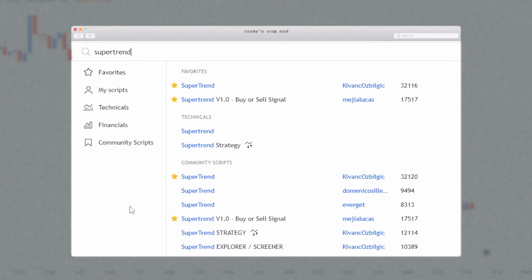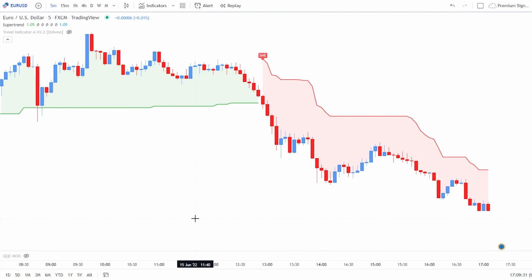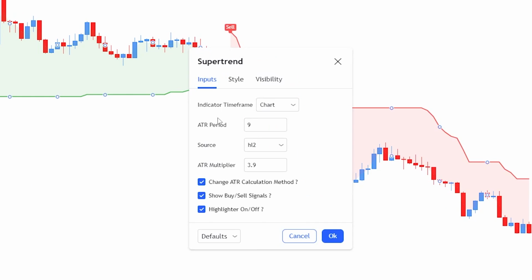Type Supertrend and it will be this one over here, created by this creator. I'm not going to pronounce the name because I'm probably going to pronounce it wrong, but it's this one. Once you have the Supertrend indicator on your chart, go into the settings, into the inputs, and change the ATR multiplier from the default to 3.9.